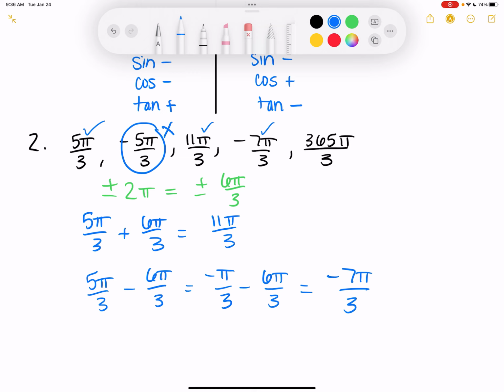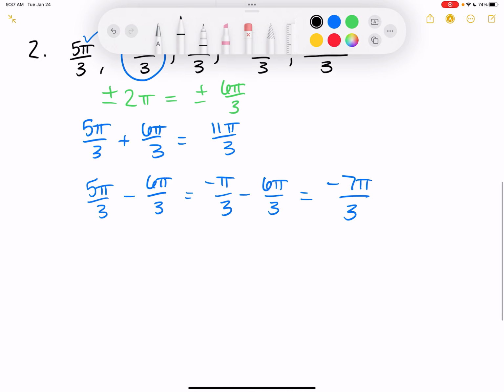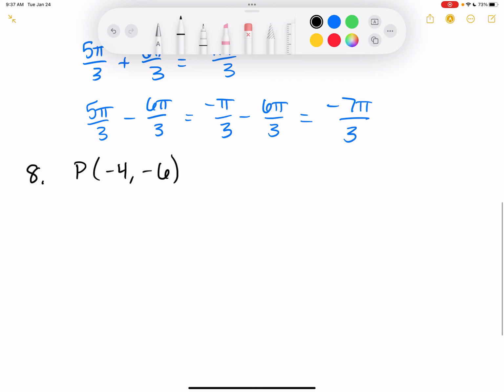Okay. Point P is on the terminal side of angle theta. Evaluate the 6 trig functions for theta. If the function is undefined, write undefined. So, number 8, we're given the point -4, -6. So we, in general, graph this. It doesn't need to be to scale by any means. So where would this point fall? Like what quadrant? Quadrant 3. So I'm just going to get it as close as possible.